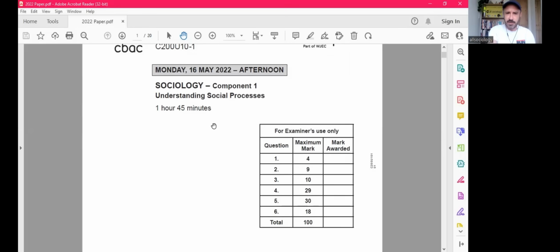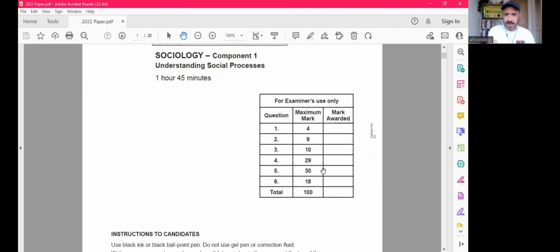It tells you how much time you get, an hour and 45 minutes, right? So that's basically 105 minutes if you add it all together. It also tells you what kind of questions you get. So you get 6 main questions. There are A, B, C parts to them as well, so it's not just 6 flat questions.